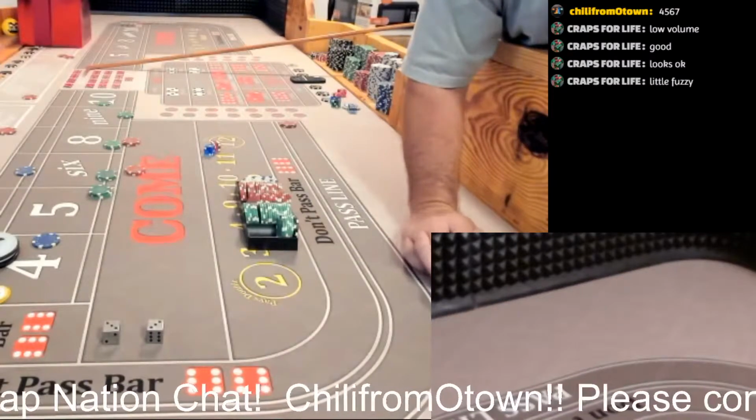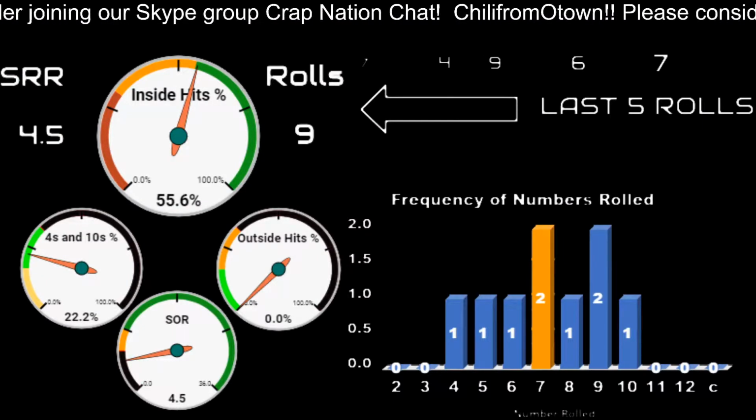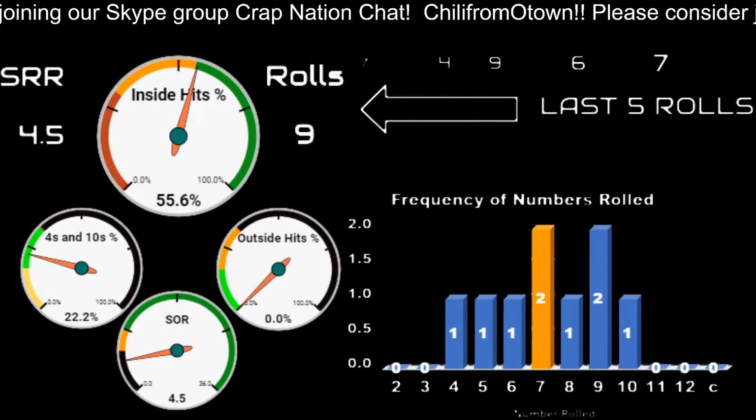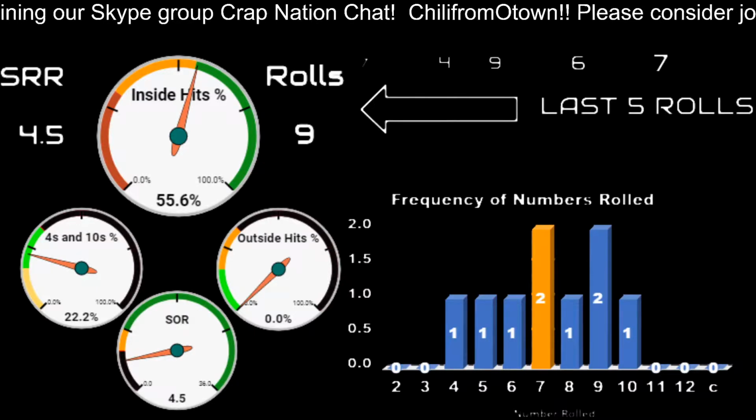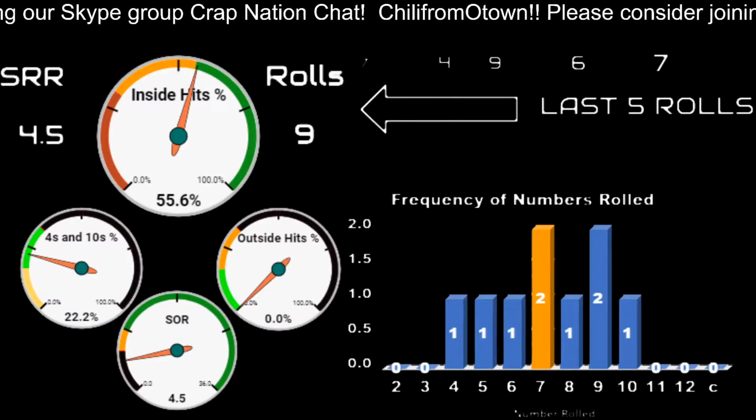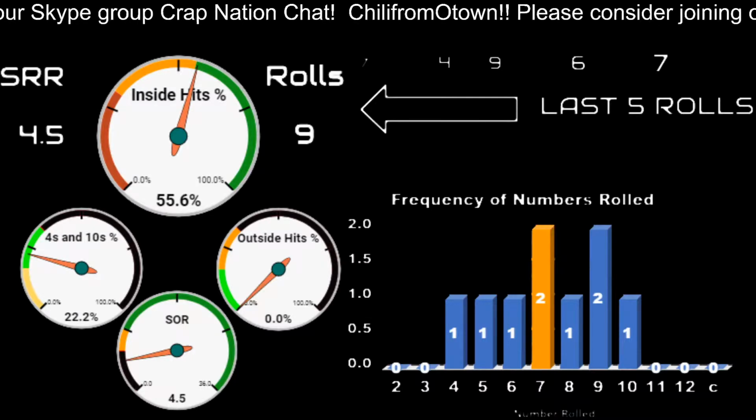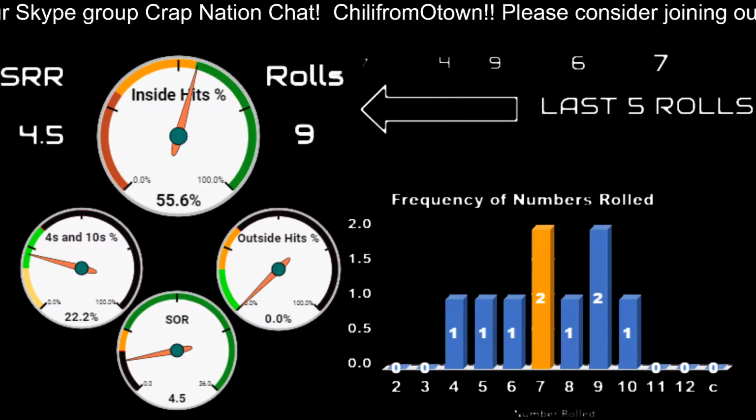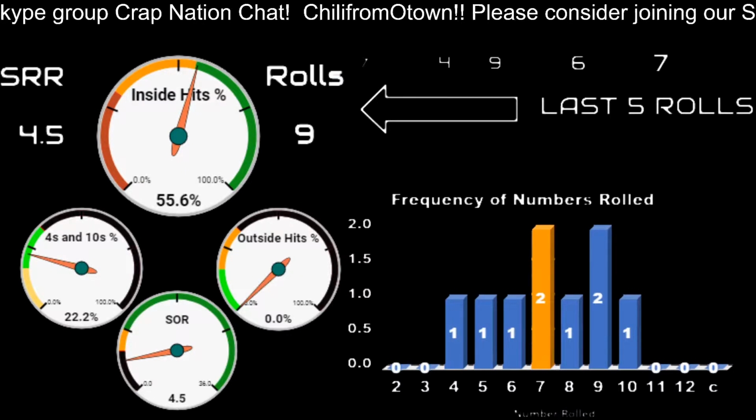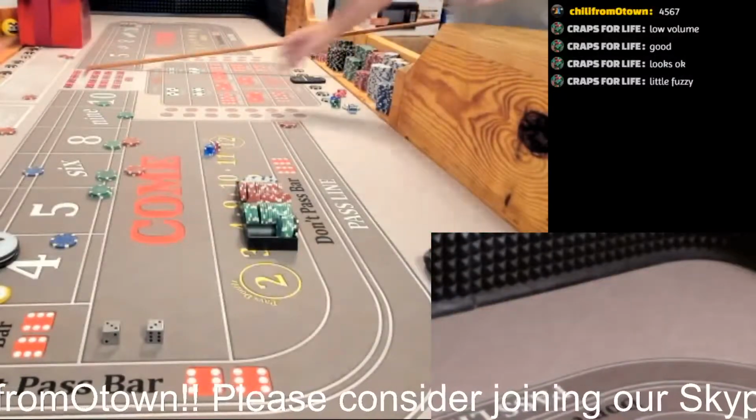Let's take a look at the stats for a moment. So we have 9 rolls, SRR of 4.5. The 7 is giving us the middle finger at the moment, but we have 55.6 inside hits. We have a hit for a 4 and a hit for a 10. No problems on this. We are about to get warmed up and get this 7, the middle finger. We're about to give it back.